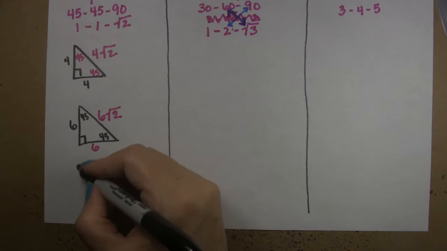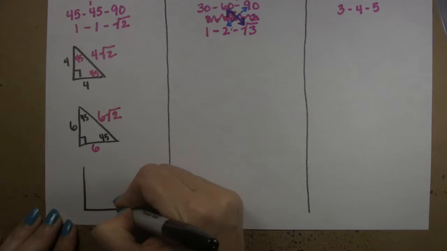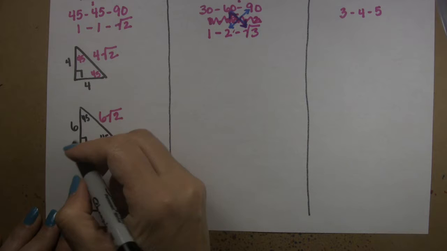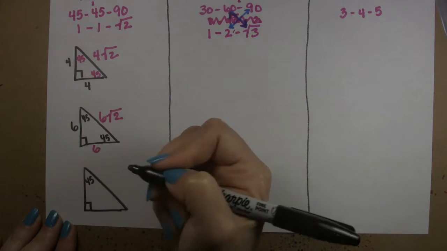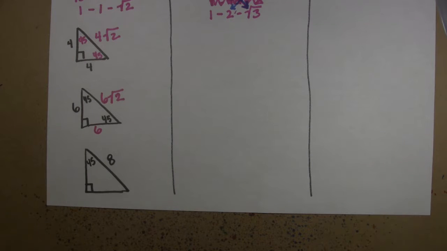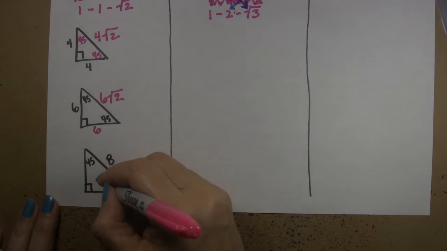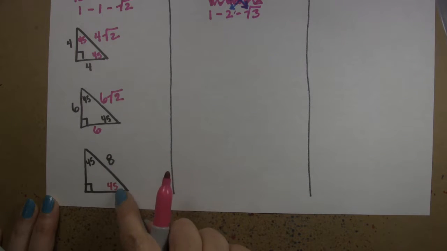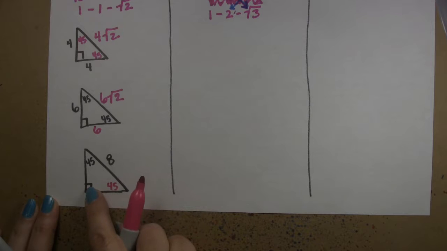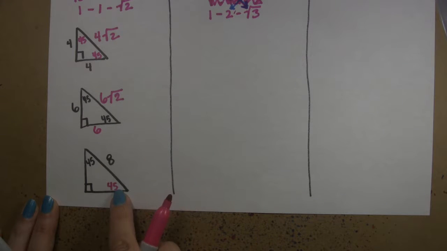Okay, last one for our 45, 45, 90 triangles. This time, we know that this is a 45, and we know that this is an 8. Okay, that's what we know. Well, we automatically know that this is a 45 degree over here. Why? Well, because my triangle has to add up to 180. I've already used 90 and 45. The only thing this could be is a 45.